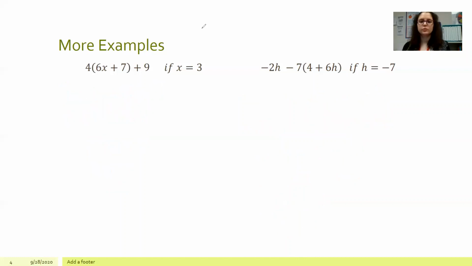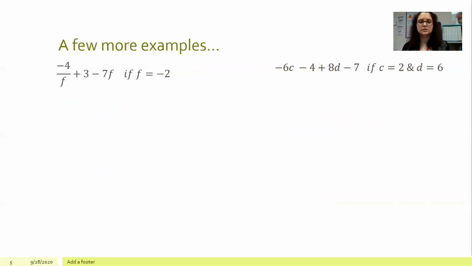We're going to look at a few more just so that you can really get the concept. Our first one still has one variable. We have negative 4 over f plus 3 minus 7f. We're going to solve if f equals negative 2. So negative 4 over f plus, oops, I forgot to replace my f with my negative 2. So let's actually do that.